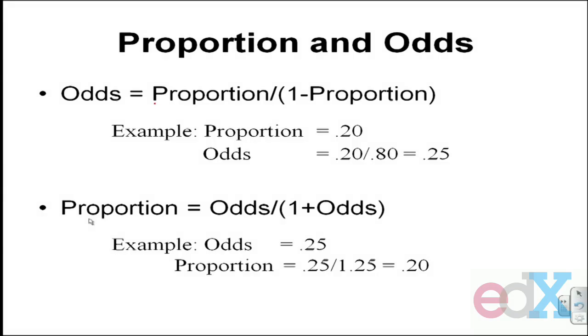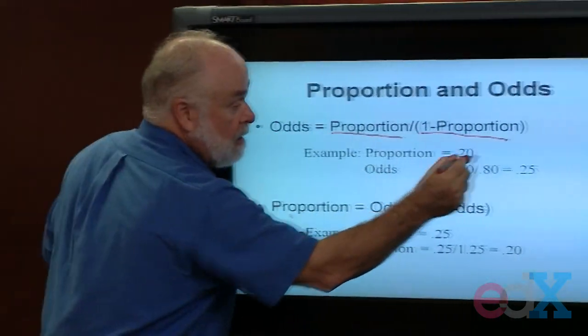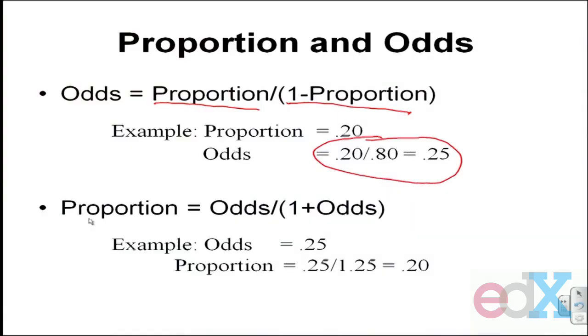Mathematically, if I gave you the proportion, you could calculate the odds. If I gave you the odds, you could calculate the proportion. Odds are nothing more than the proportion divided by 1 minus the proportion. So if I told you that 20% of the people in my study were men, and I asked you to calculate the odds of being a male in my study, you'd take the 20%, divide by 1 minus 20%, the non-part, that's 80%. 20% over 80% gives you an odds of 0.25. 0.25 is the value for odds that corresponds to 0.2 for a proportion.